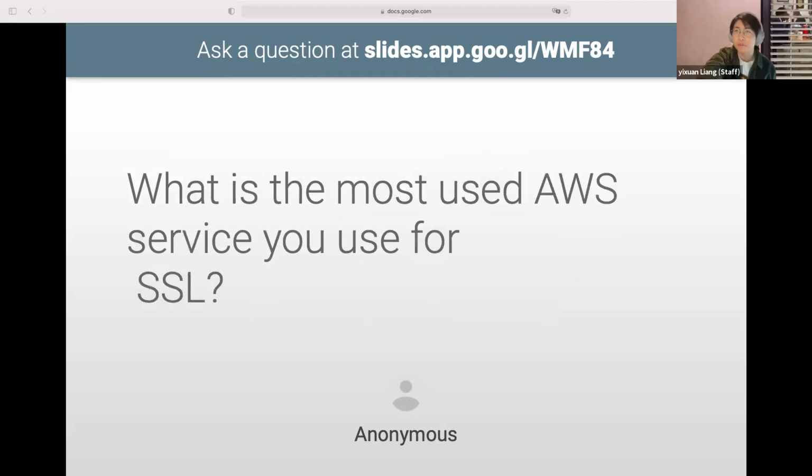And also the next one is, what's the most used AWS service when you use SSL? Yeah, so I was going to talk about that because there's a time limit.